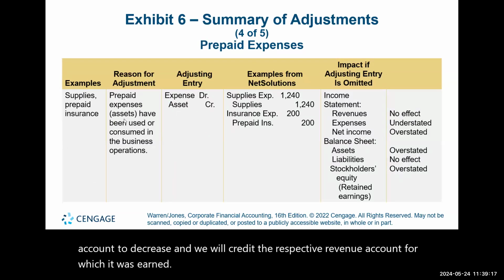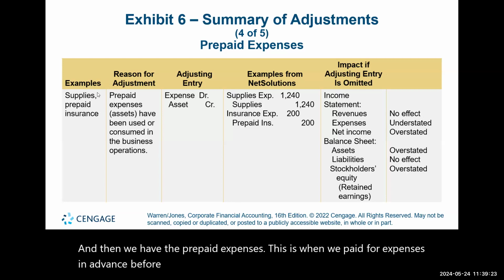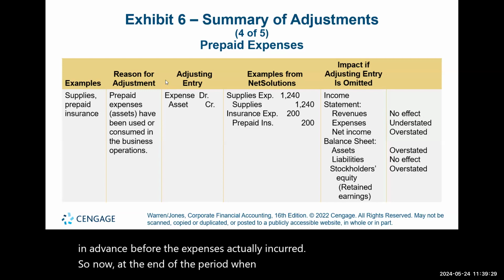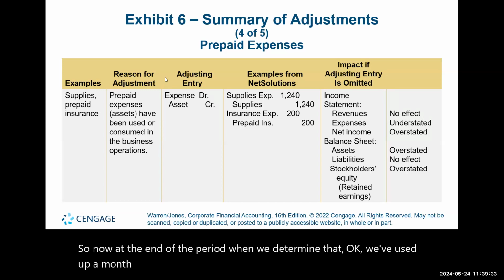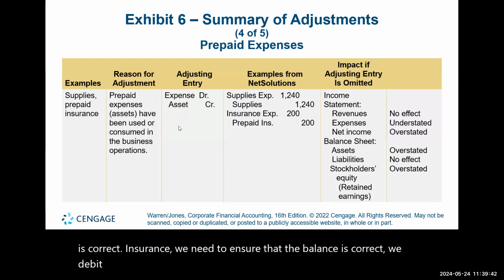And then we have the prepaid expenses. This is when we pay for expenses in advance before the expenses are actually incurred. So now at the end of the period, when we determine that, okay, we've used up a month, so therefore the supplies, we need to ensure that the balance is correct. Insurance, we need to ensure that the balance is correct. We debit the expense account and we credit the prepaid asset account.